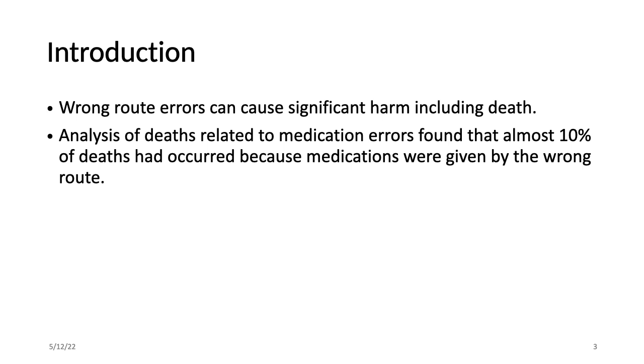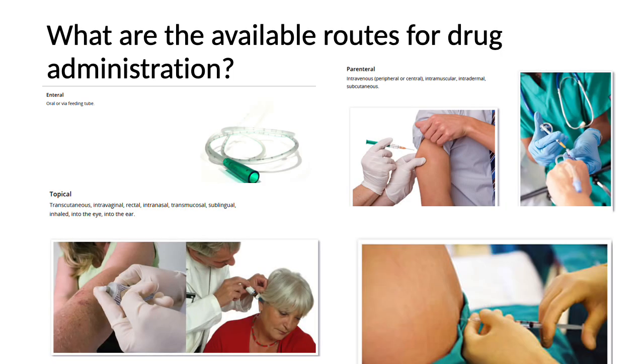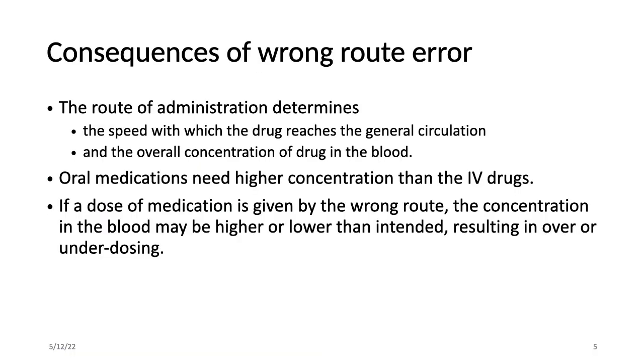Analysis of deaths related to medication errors found that almost 10% of deaths had occurred because medication was given by the wrong route. Medication can be given by different routes, including intravenous, intramuscular, or subcutaneous, or sometimes even enteral through an NG tube. Sometimes they are given topically or as drops in the eye or ear, and also they can be given intrathecally.